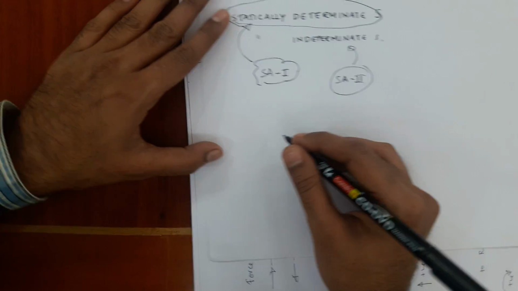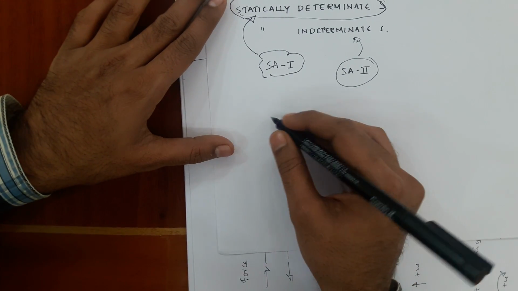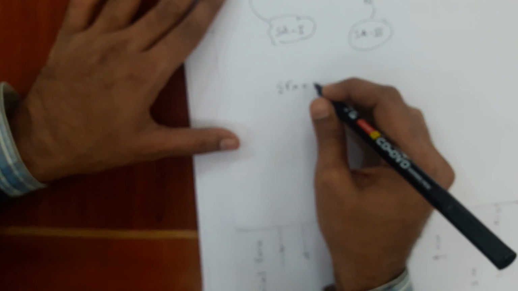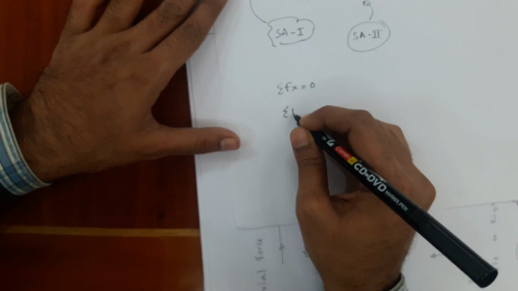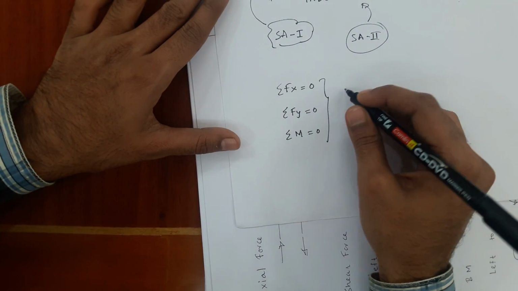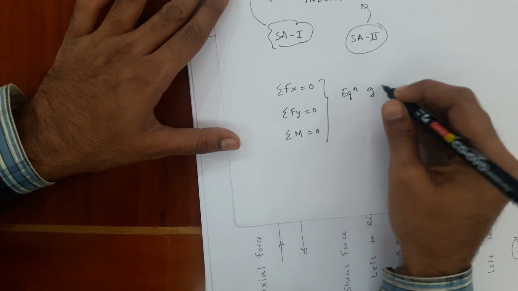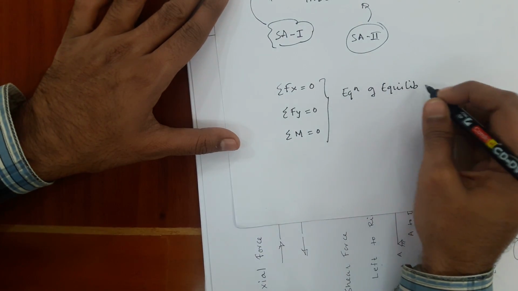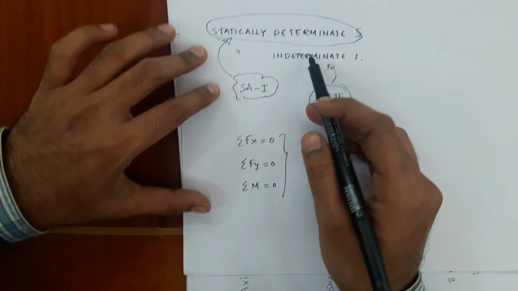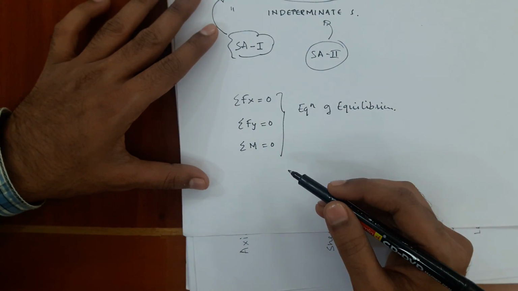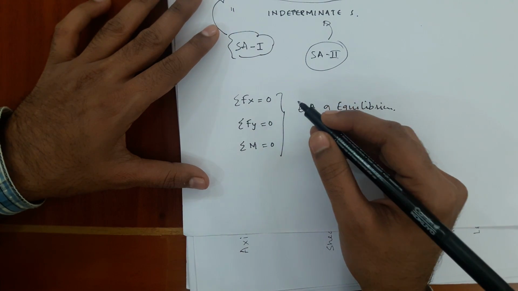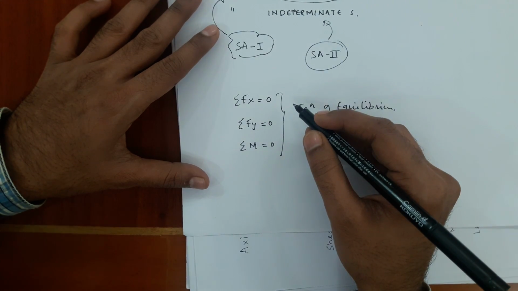If a structure is analyzed by just using equations of equilibrium, so equations of equilibrium are summation of Fx, summation of Fy, and moment about any point equal to 0. So these are nothing but equations of equilibrium. The meaning of statically determinate structure is, if the structure is analyzed by just using equations of equilibrium, that structure is known as statically determinate structure.